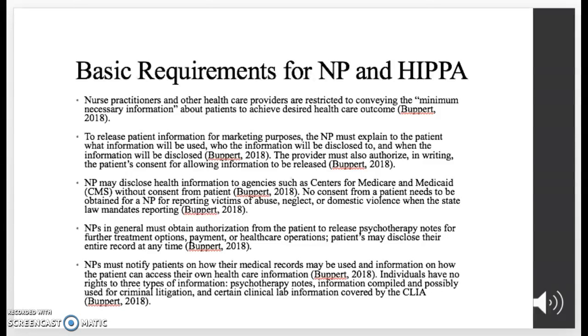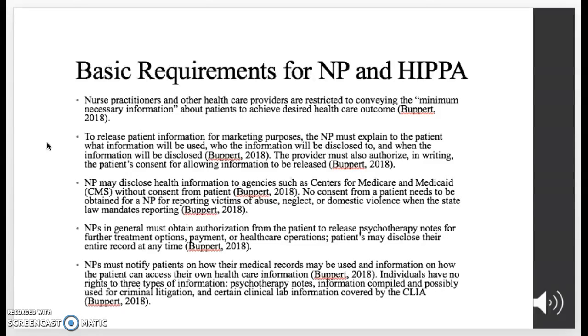Like any other healthcare provider, a nurse practitioner has basic requirements they must follow under the privacy rule for HIPAA. The requirements are: nurse practitioners and other healthcare providers are restricted to conveying the minimum necessary information about patients to achieve a desired healthcare outcome. To release patient information for marketing purposes, the nurse practitioner must explain to the patient what information will be used, who the information will be disclosed to, and when the information will be disclosed. The provider must also authorize in writing the patient's consent for allowing information to be released.